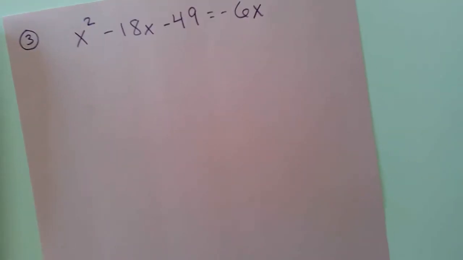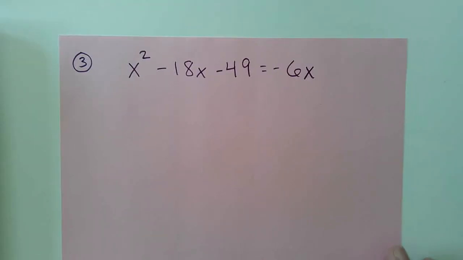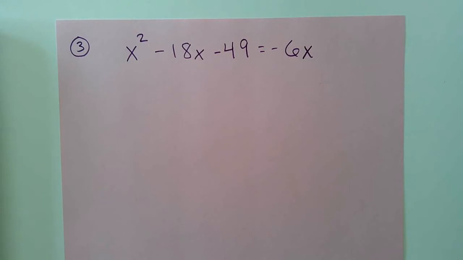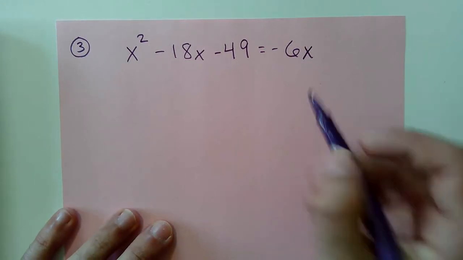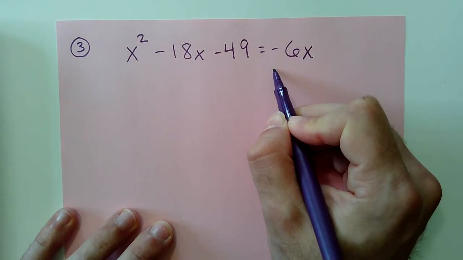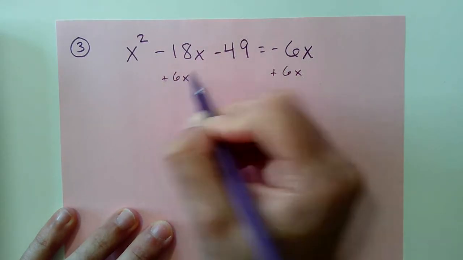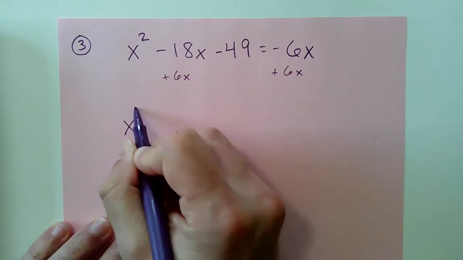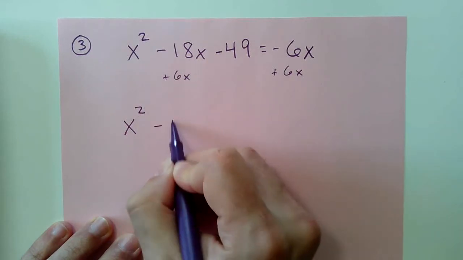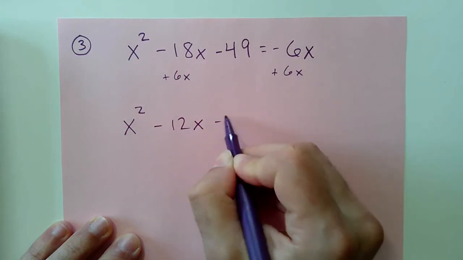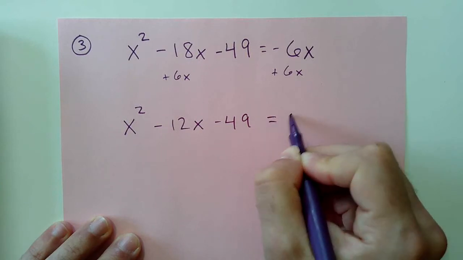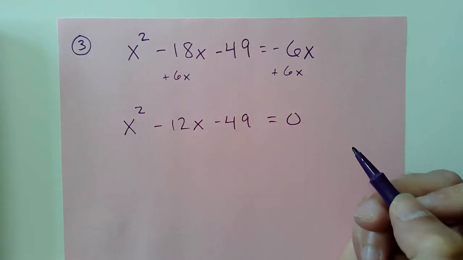One last problem. Stay with me. What do we do when we have like terms on both sides? So here's something kind of as far as we're going to go. I'm just going to add 6x on both sides. So now I have x squared minus 12x minus 49 equals 0.